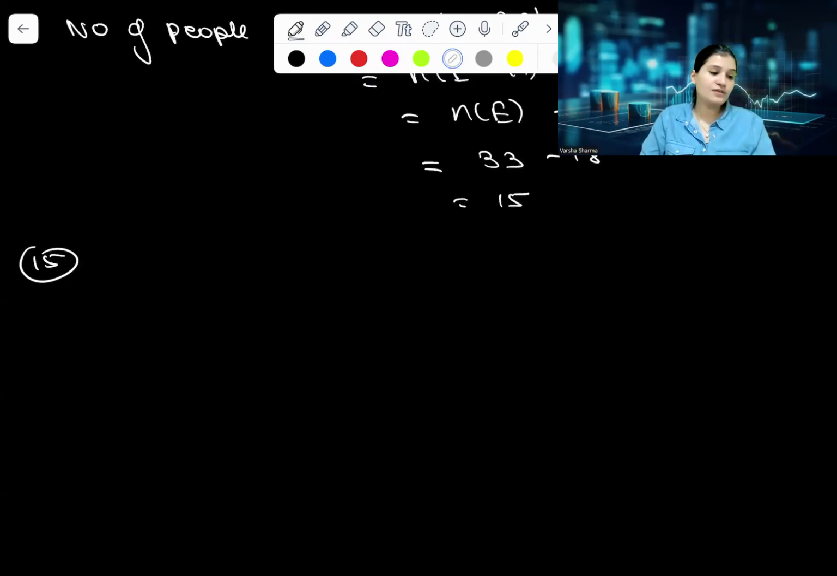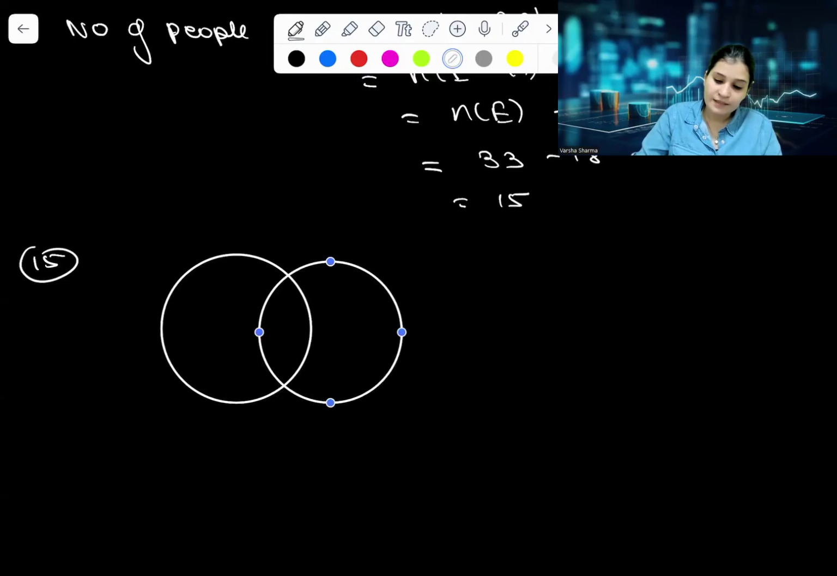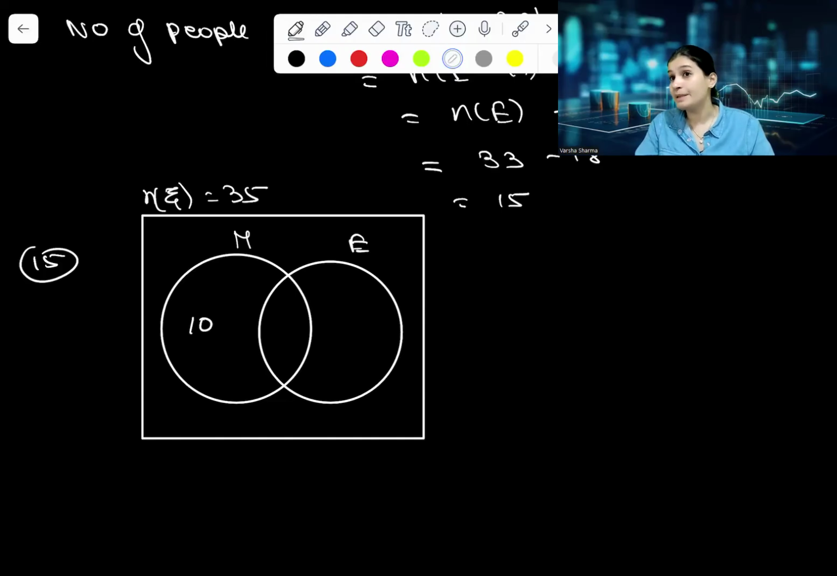15. In a class of 35 students, 17 have taken maths, and 10 have taken maths but not economics. So if I talk in a Venn diagram, this is maths, this is eco, and we are talking about a total of 35 people. That is the universal set. 10 have taken maths but not economics. So 10 is here. And in total, in the maths circle, there are 17 people. So 7 should be here. So what is 7? Intersection, common. How did I get it? 17 minus 10.